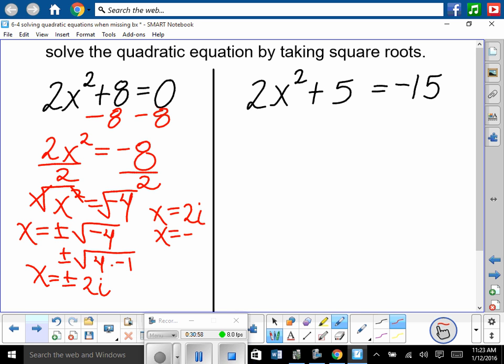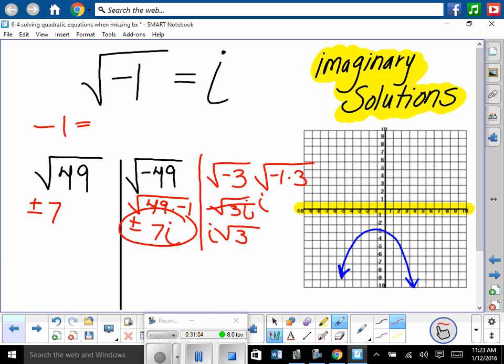Is it just like the new rule? Negative 1 is i. The square root of... no. Negative 1 is not equal to i, guys. Negative 1 didn't magically turn into i. It was the square root of negative 1 is equal to i. Do you see the difference? Pay attention to little details, please.